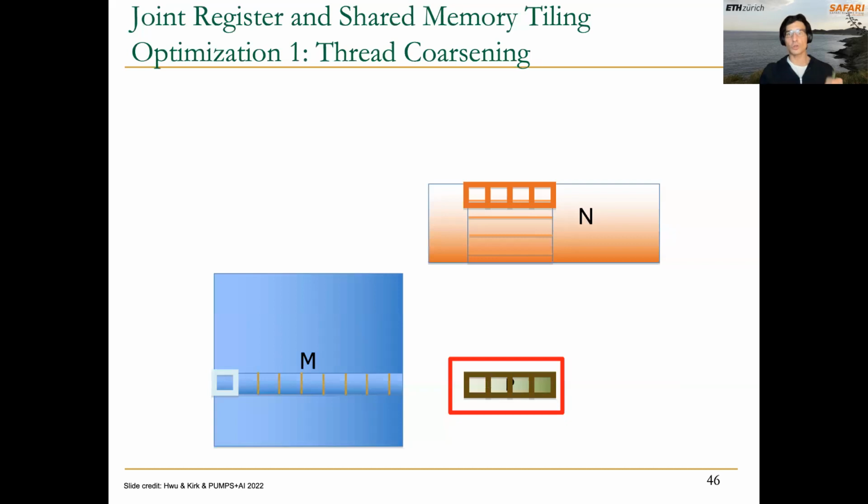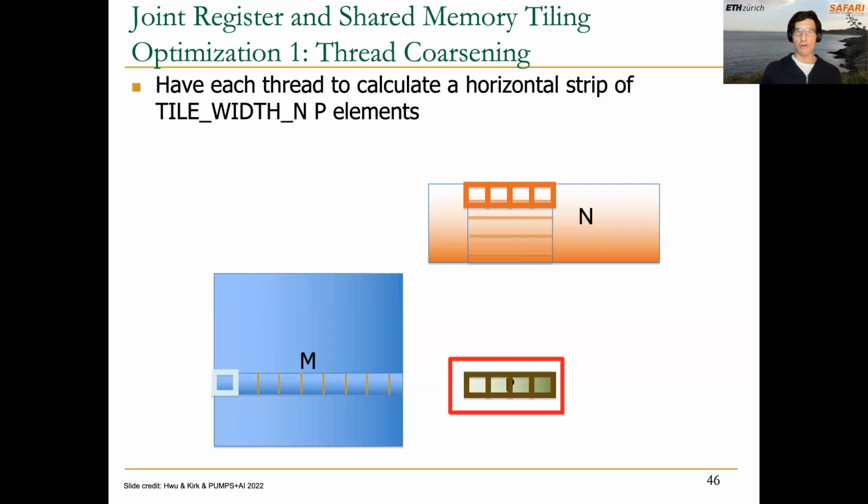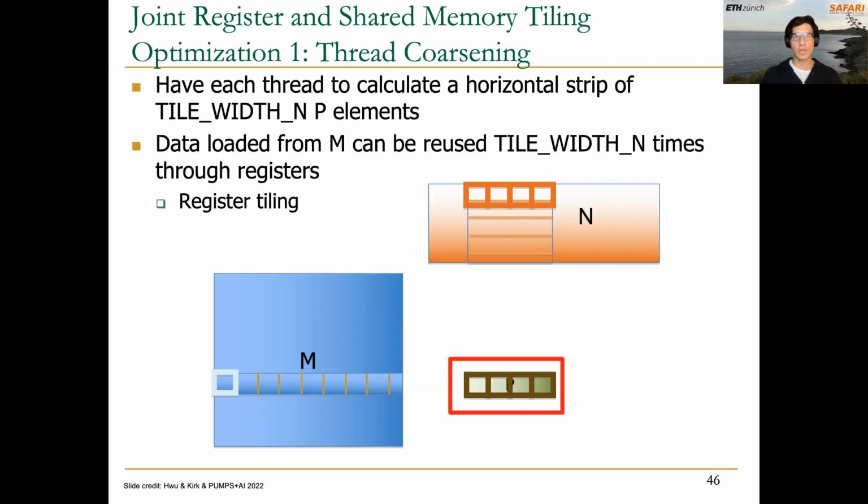We can observe that there are 2 key optimizations here. The first one is thread coarsening, because we have each thread calculate a horizontal strip of the tile, or a horizontal row of the tile. This strip has in total tile width N elements, 4 in this figure, 2 in the figure of the previous example, of the previous slide.